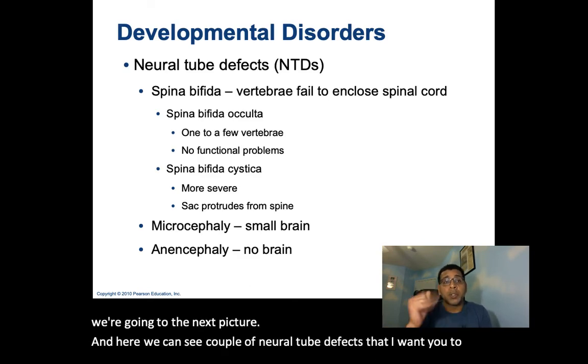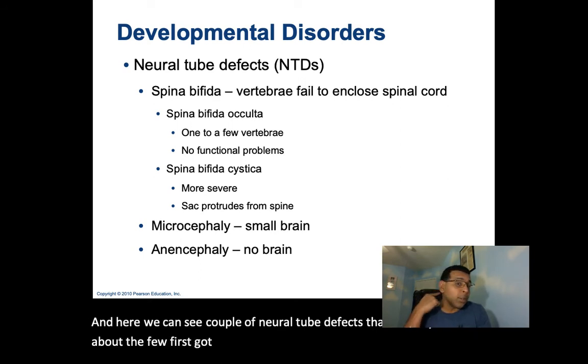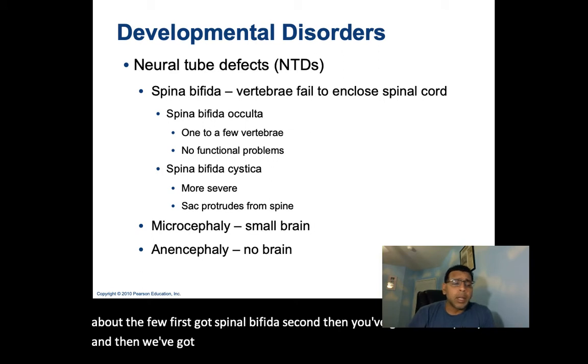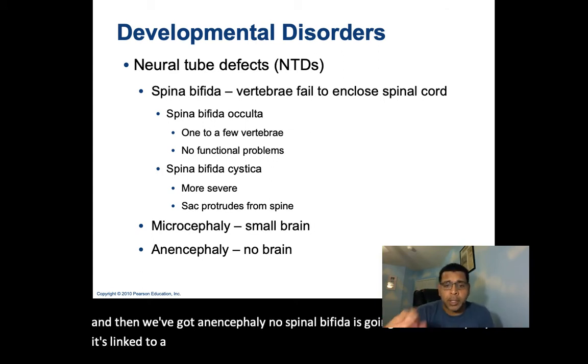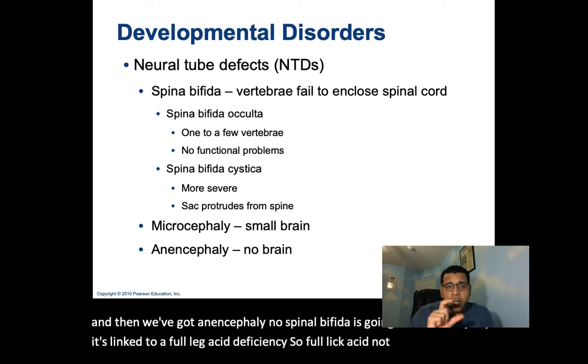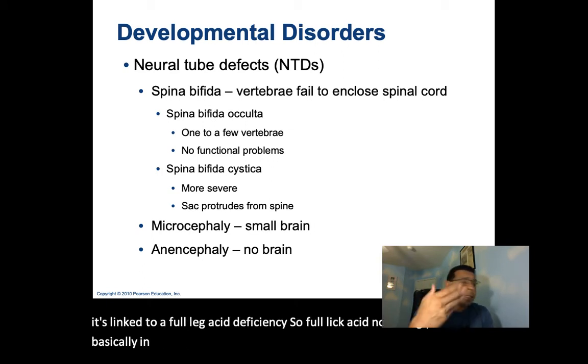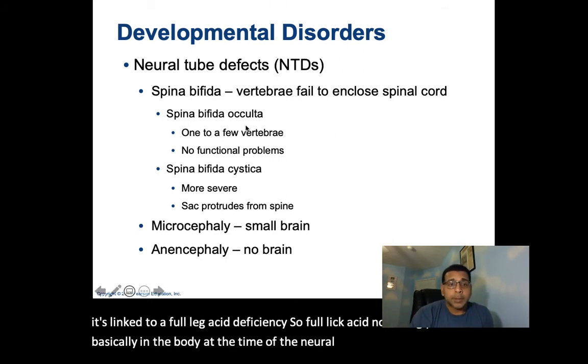A few. First, we've got spina bifida. Second, then you've got microcephaly. And then we've got anencephaly. Now, spina bifida is linked to a folic acid deficiency, so folic acid not being plentiful in the body at the time of the neural tube formation.